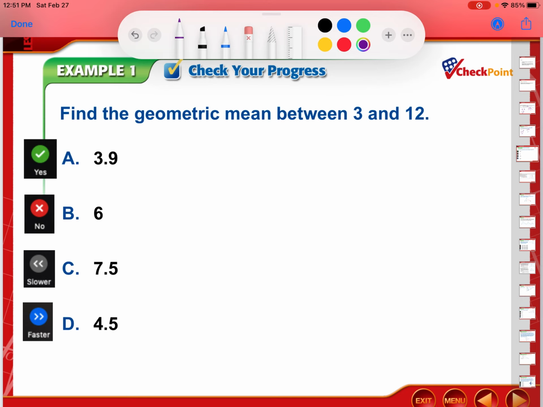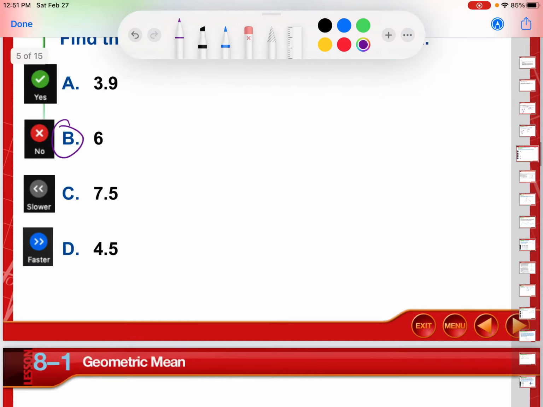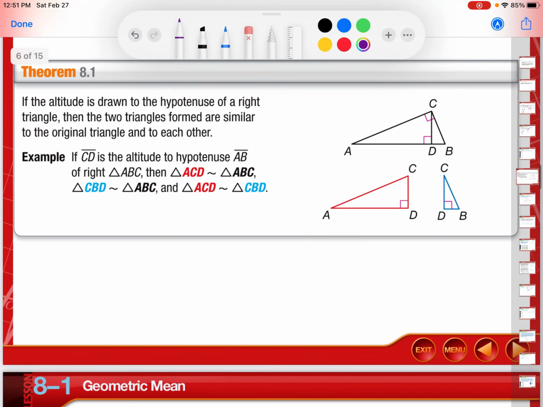So this would be a problem that you guys would work on in class, and then put your answer on Zoom. However, it is B. So now, theorem 8.1.